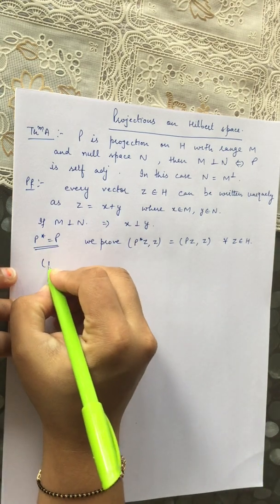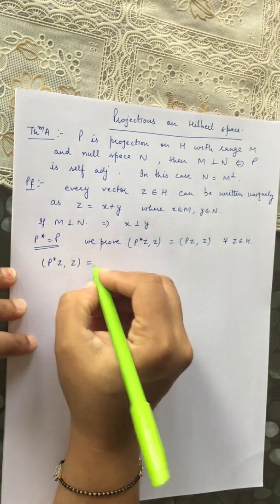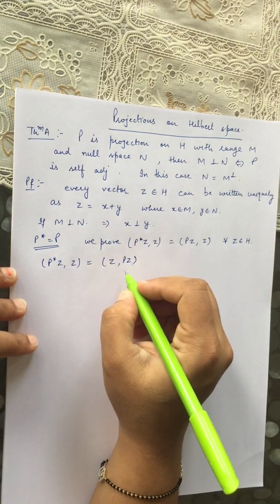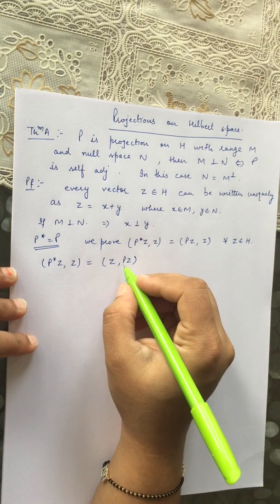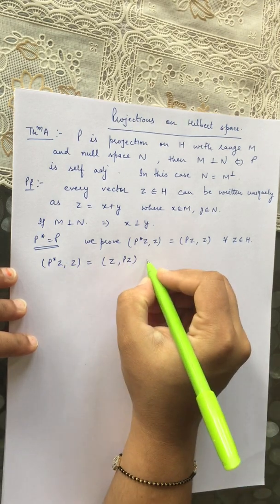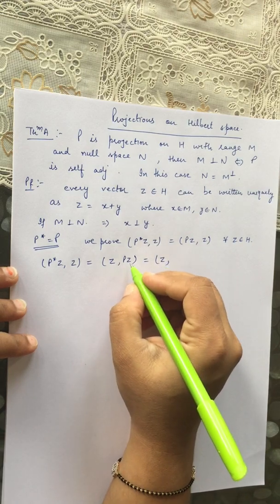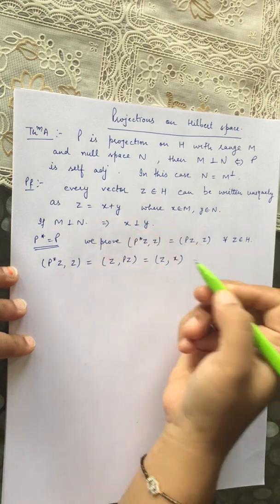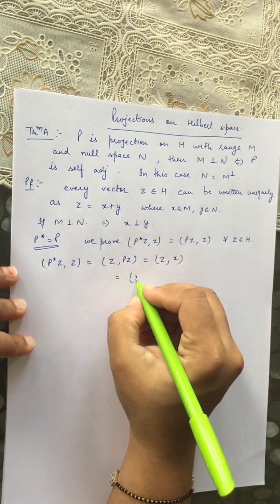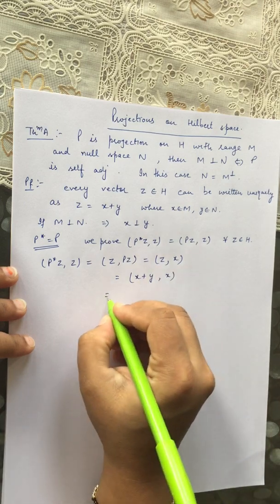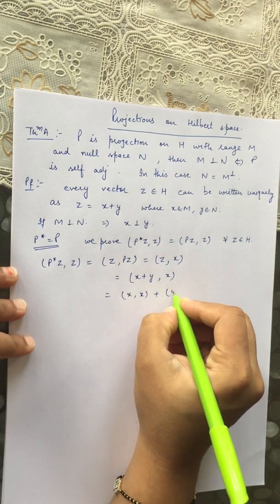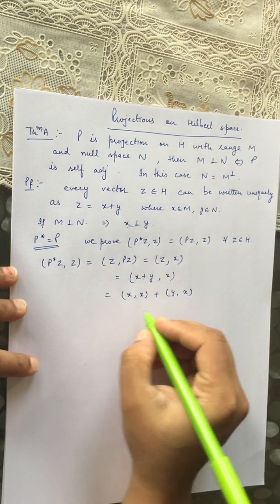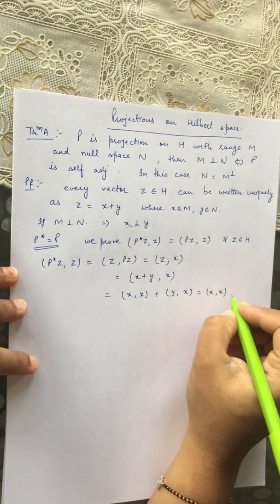So firstly we take the left hand side, (P star Z, Z). This becomes (Z, PZ) by the relation of an operator and its adjoint. Since P is a projection whose range space is M, and Z is X plus Y, PZ will be X. So Z can be written as X plus Y, and this is the inner product of (X, X) plus (Y, X). Now we are assuming X is perpendicular to Y, so this inner product (Y, X) is 0, so this becomes just (X, X).